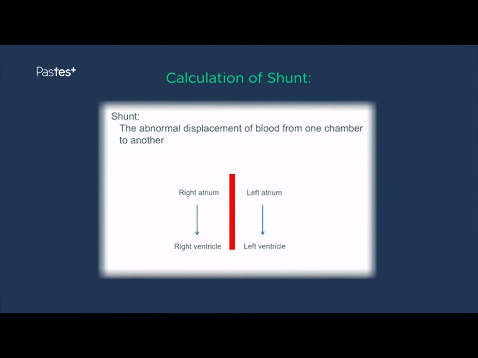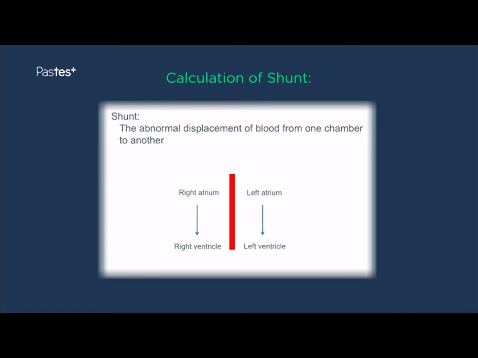So let's look at how we calculate a shunt. This is often an area which confuses candidates hugely. A shunt is essentially an abnormal displacement of blood from one chamber to another. In this diagram here, you can see I've drawn a schematic of the right heart and the left heart, separated by the septum. At the top will be the interatrial septum and the interventricular septum at the bottom of the screen.